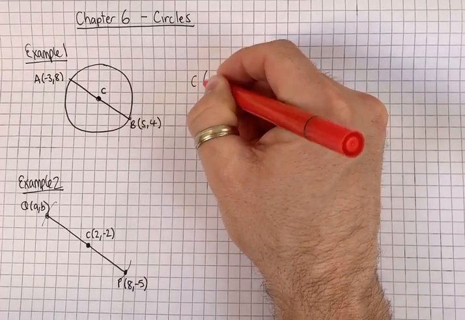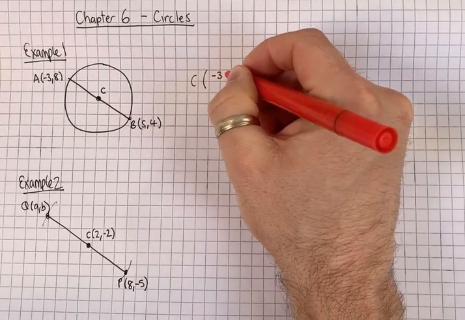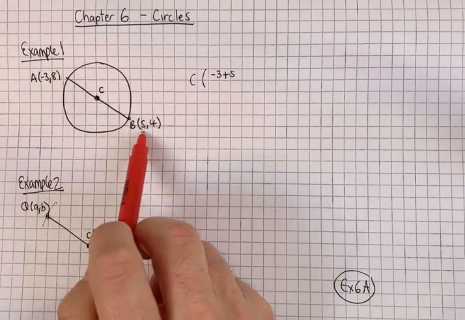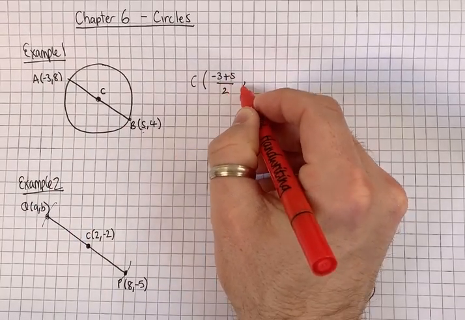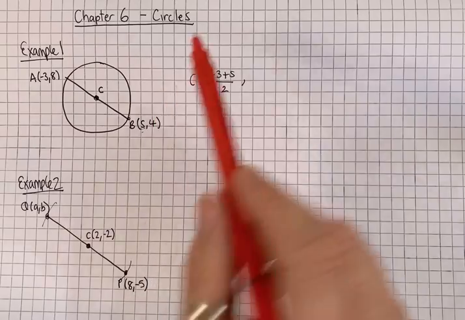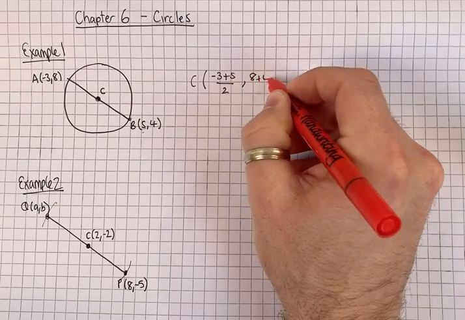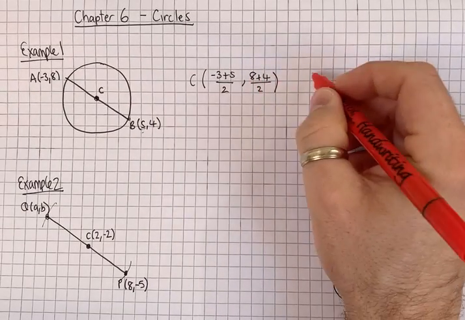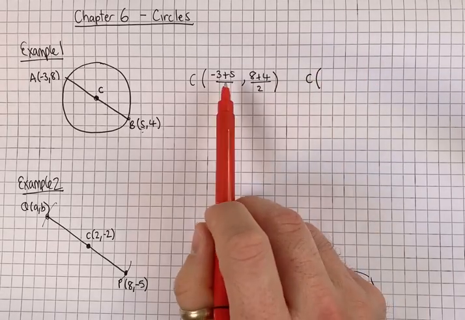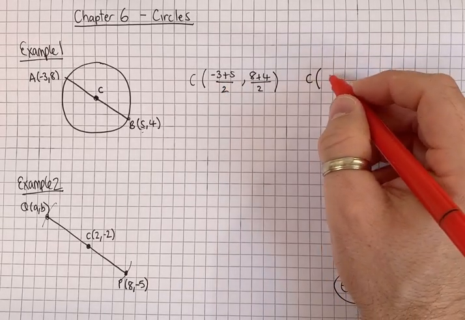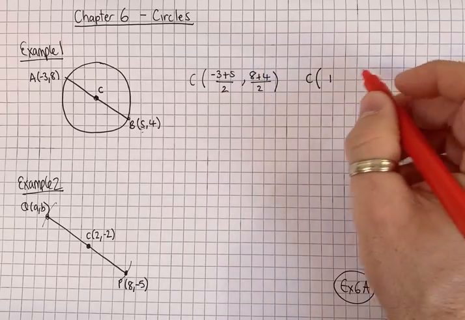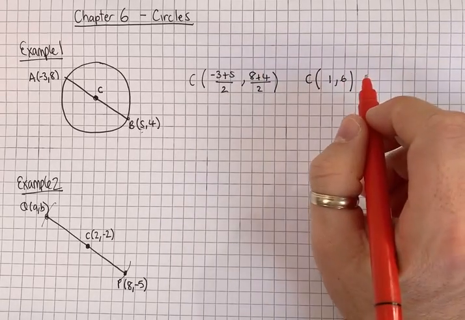So the centre of the circle is going to be (-3 + 5) over 2, the x coordinates averaged, and (8 + 4) over 2, which will be the average of the y coordinates. So the centre of the circle is going to be 2 over 2, which is 1, and 12 over 2, which is 6.